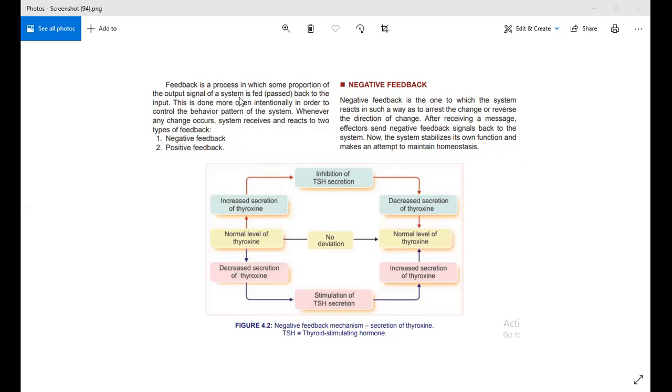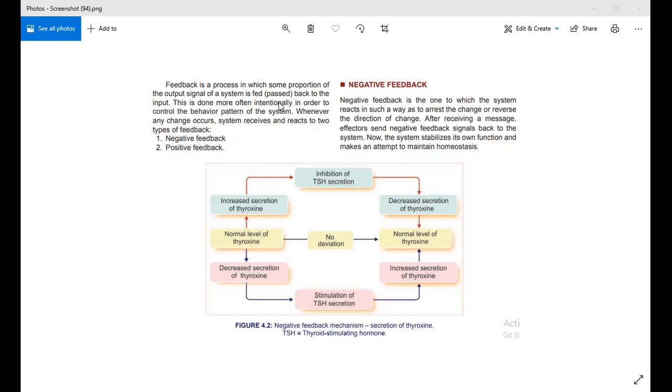Now, why does this happen? This is done more often intentionally in order to control the behavior of the system. For example, when osmoreceptors in the hypothalamus sense that there is lack of water in the body, or there is increase in osmolarity of the blood, it initiates a process, and that process will lead to the release of a hormone, antidiuretic hormone, like we said the last time, to prevent water loss. So antidiuretic hormone prevents the loss of water so that we could maintain a steady osmolarity of the blood.